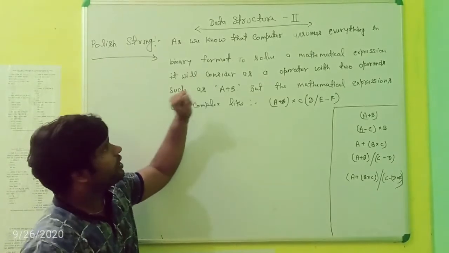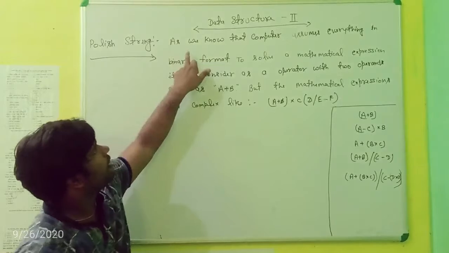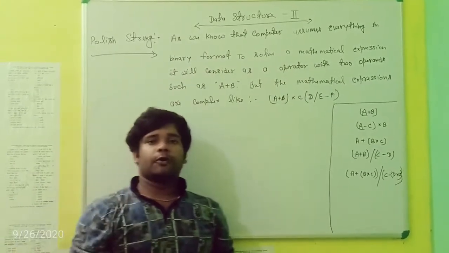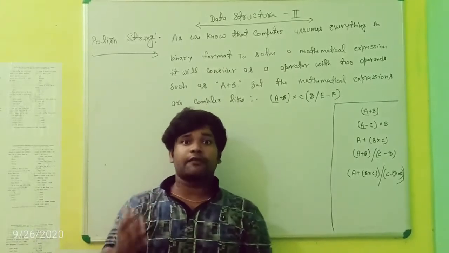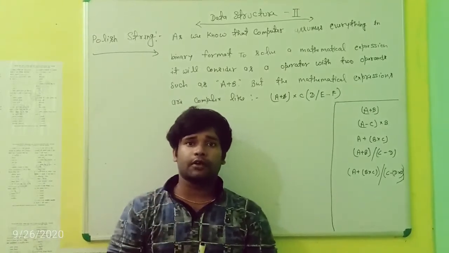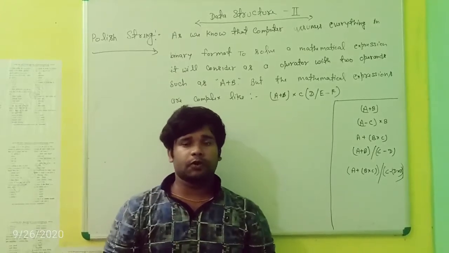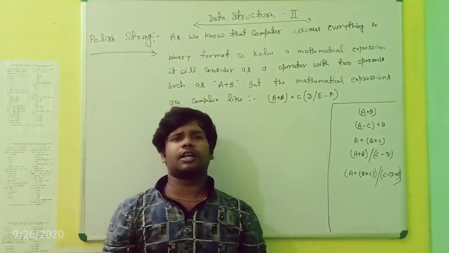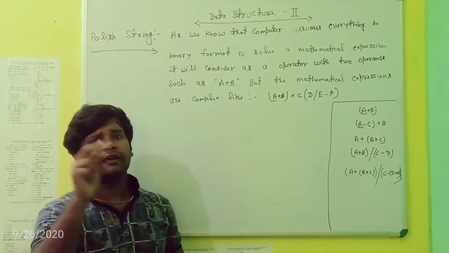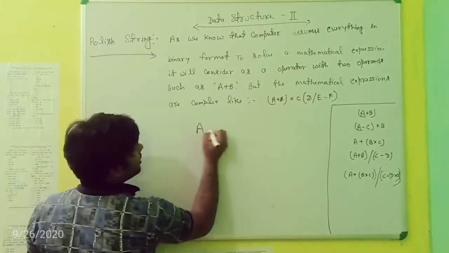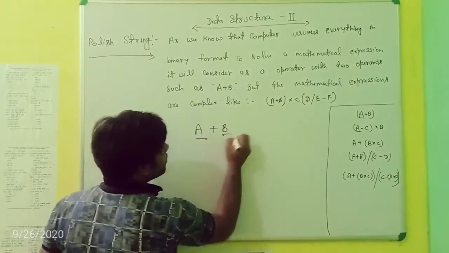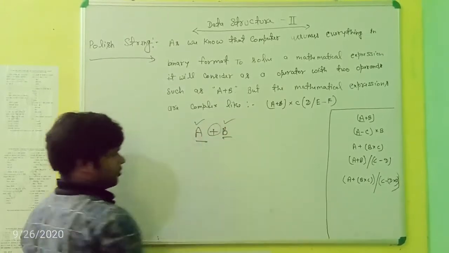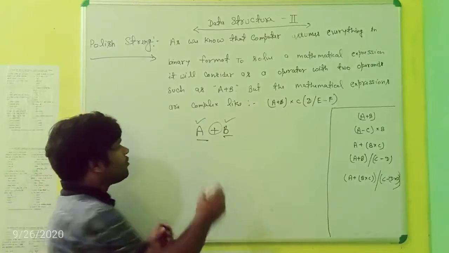Now you can see that it is given here that we know the computer assumes everything in the binary format. But when it came to the solution of mathematical expressions, suppose a mathematical expression is something, the computer always assumes it as two operands and one operator. That means if I write a plus b, then the computer will assume the two operands are a and b, and the operator is plus. Okay, so the computer always assumes it in this format.